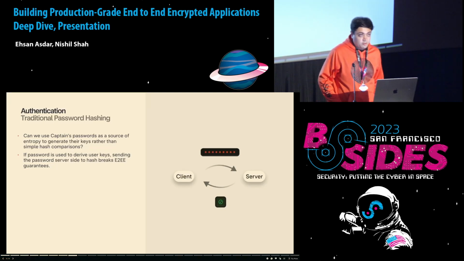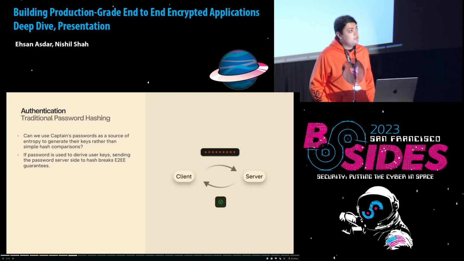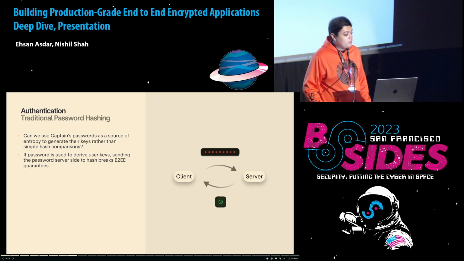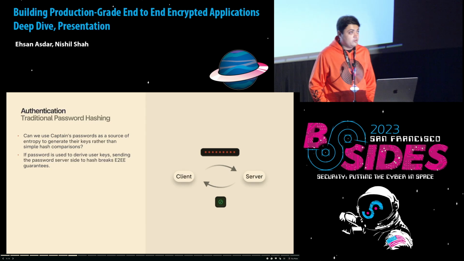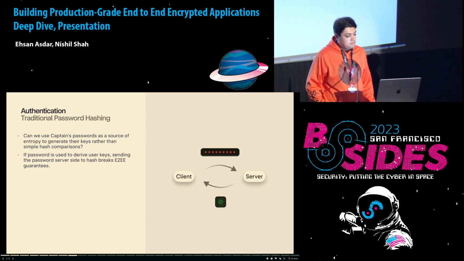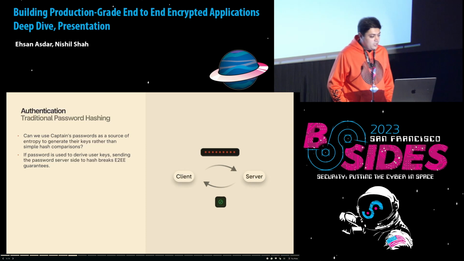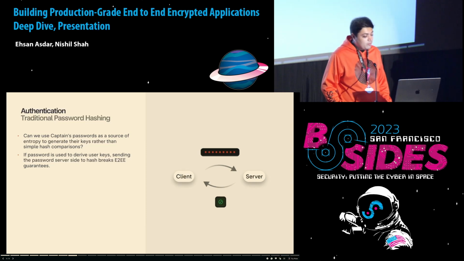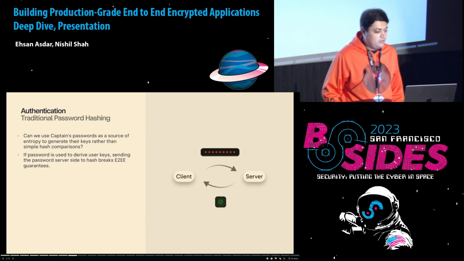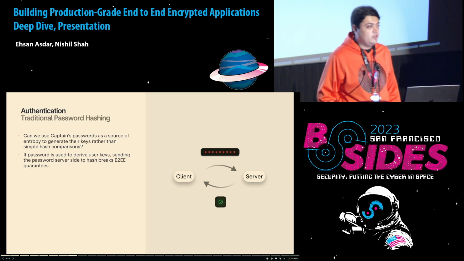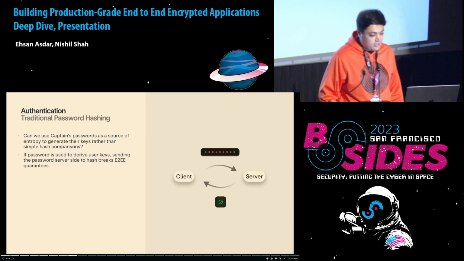So let's just recap. Most applications, the captain would type their password in. The password would be sent over the network to the server, which hashes that password and then compares those hash values to authenticate the captain. Ultimately, this leaks the password to the server, but you're using it to hash. However, in an end-to-end encrypted scheme, we might want to use that password to help generate the user's encryption keys. So that would imply that sending the password to the server would break the end-to-end encryption guarantees.